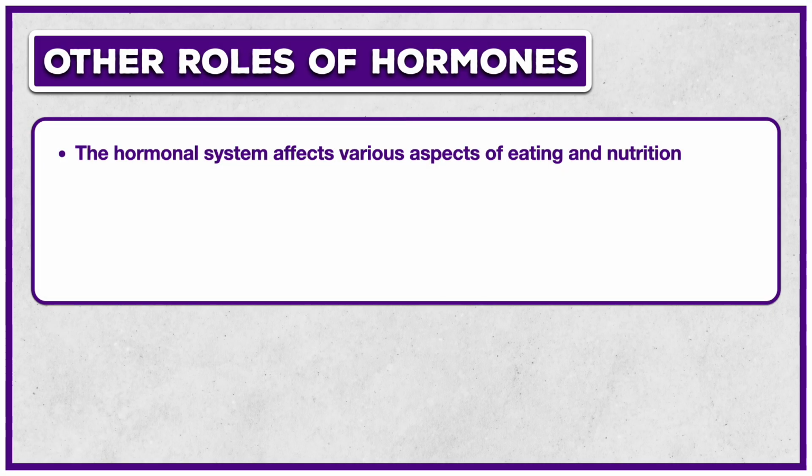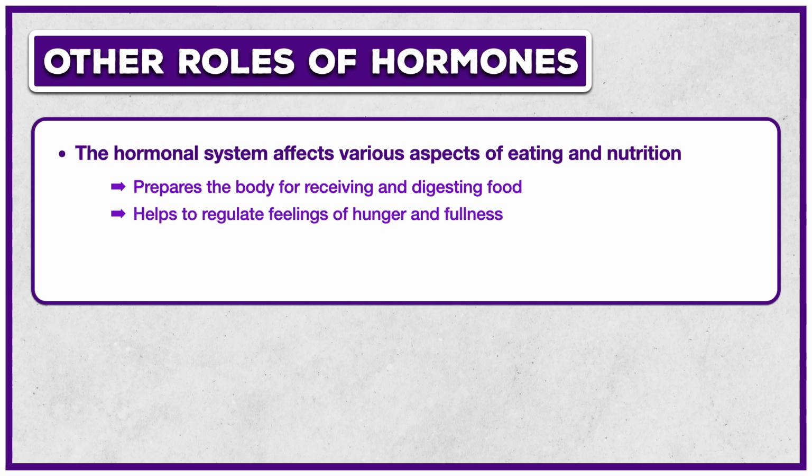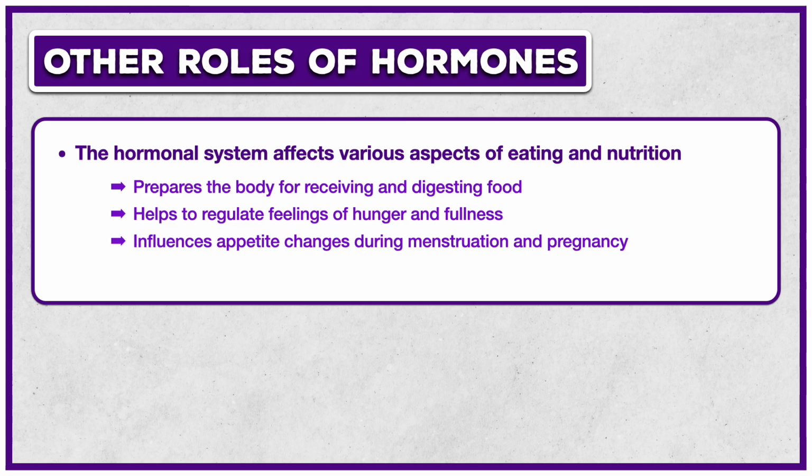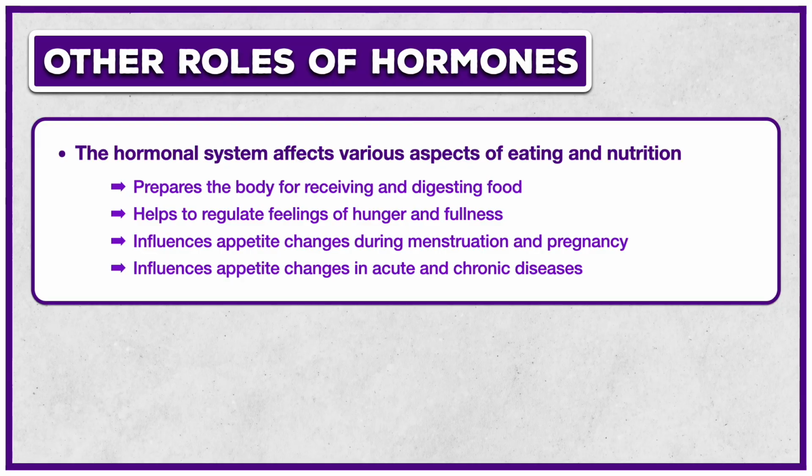Beyond blood glucose regulation, the hormonal system does affect various aspects of eating and nutrition. It prepares the body for receiving and digesting food. It helps to regulate feelings of hunger and fullness. It influences appetite changes during menstruation and pregnancy. It also influences appetite changes in acute and chronic diseases.